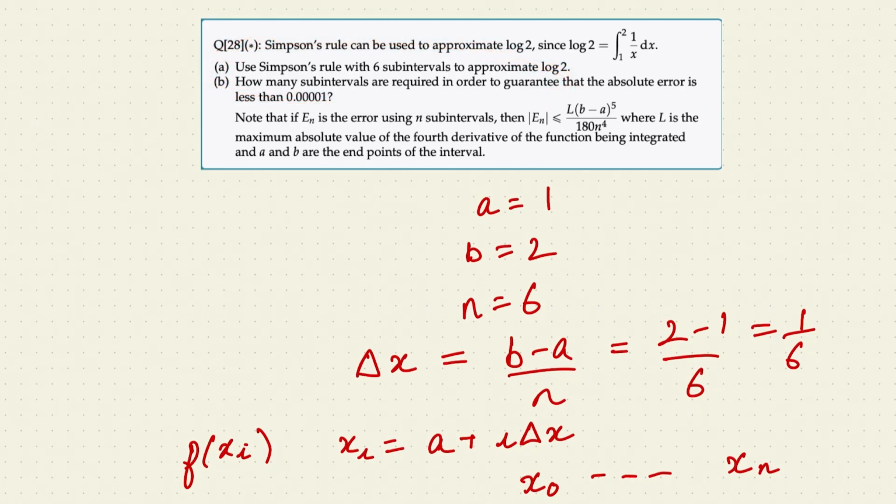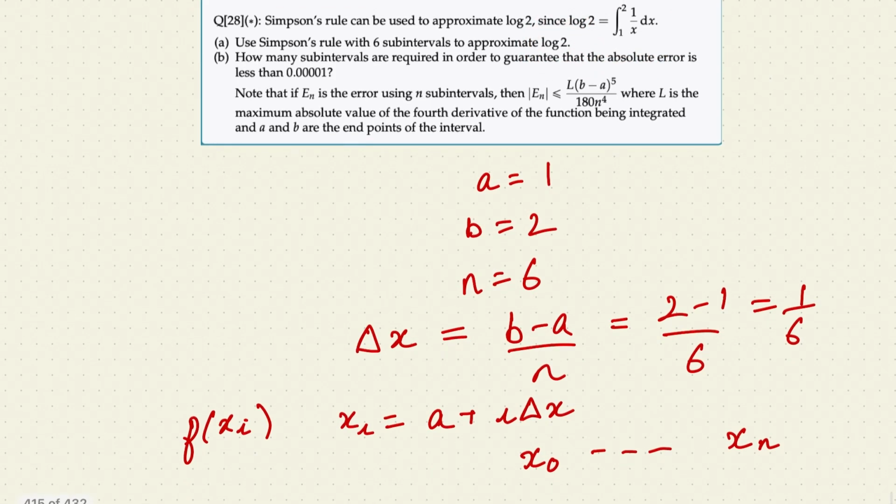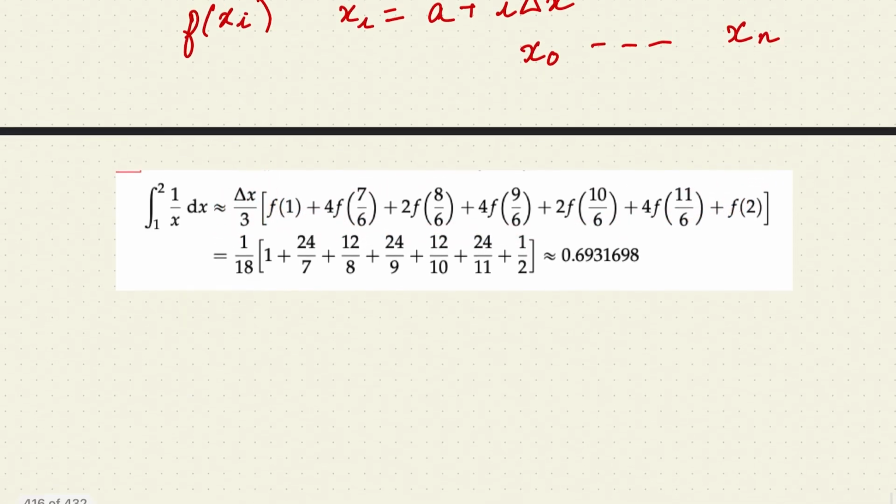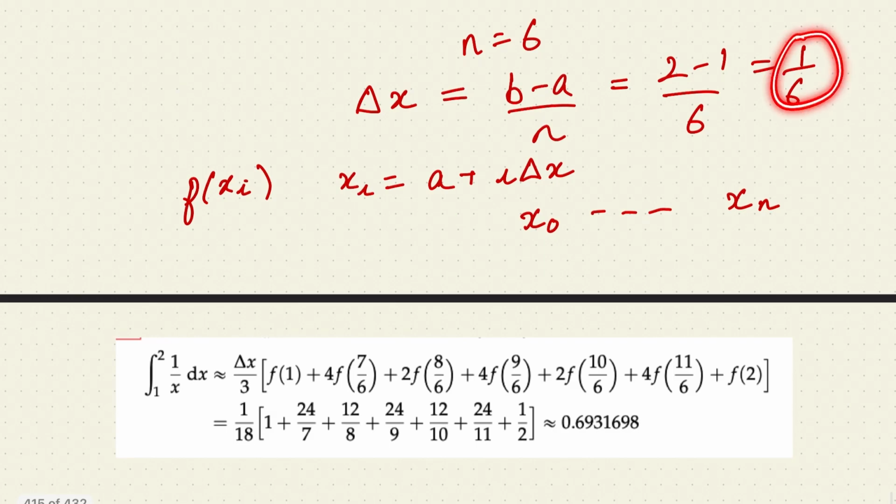So now, based on this given information, we can easily use Simpson's rule with 6 subintervals to approximate log 2, or in other terms to approximate this definite integral over here. And to approximate it, we can simply use this formula, which is the formula for Simpson's rule. We know that for the Simpson's rule calculation, we multiply our inner expression with delta x by 3 first. Our delta x is 1 by 6 in this case, so delta x by 3 would be 1 by 18.